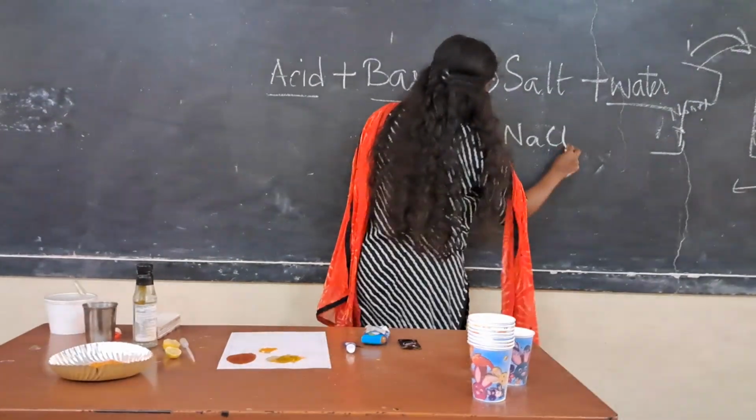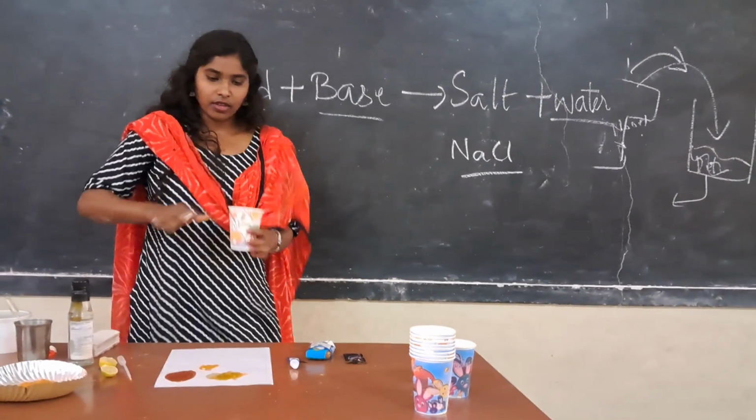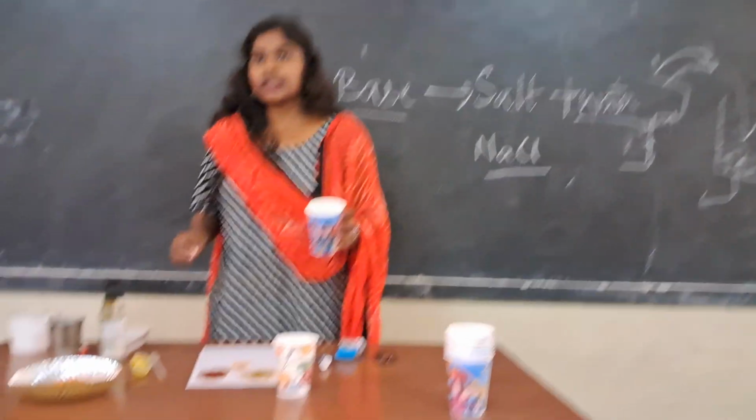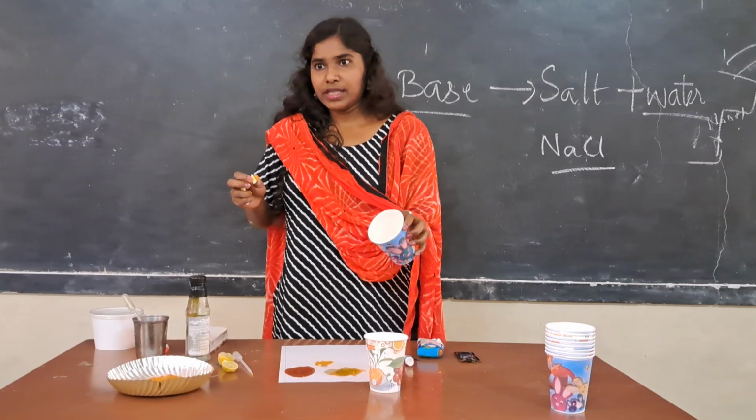What is it? Sodium chloride. Another example is chalk powder. This contains calcium. So the chalk in powdered form is this one.